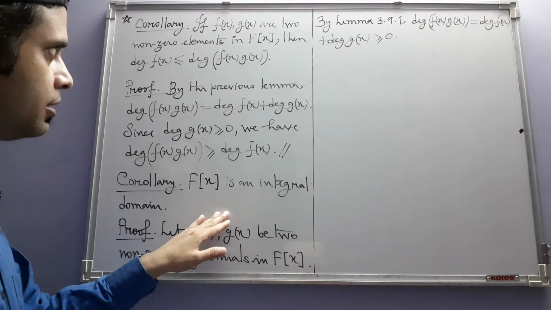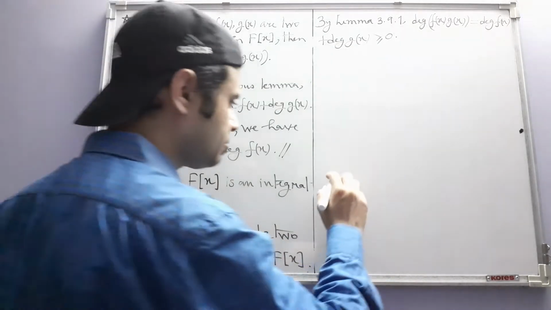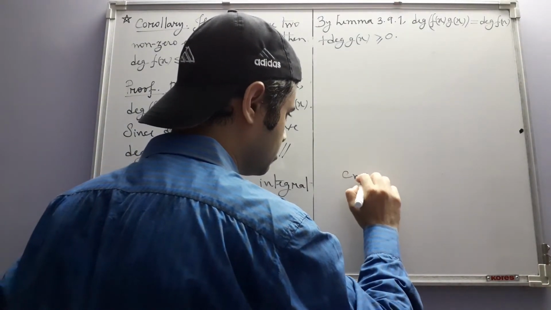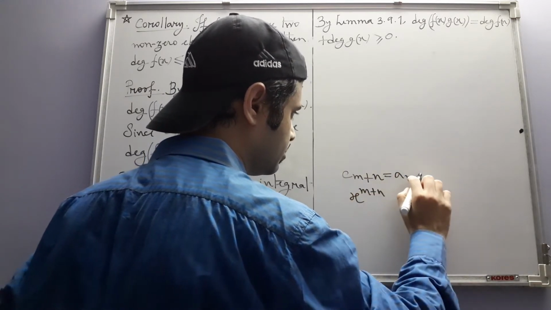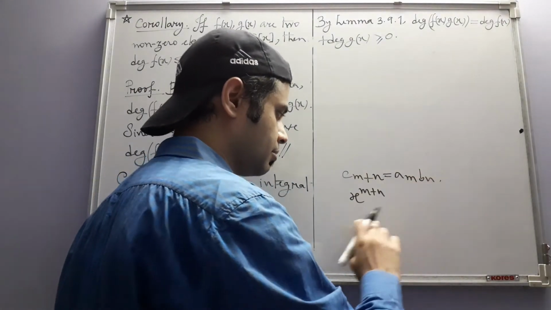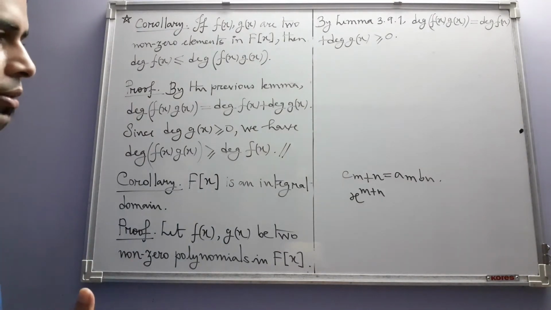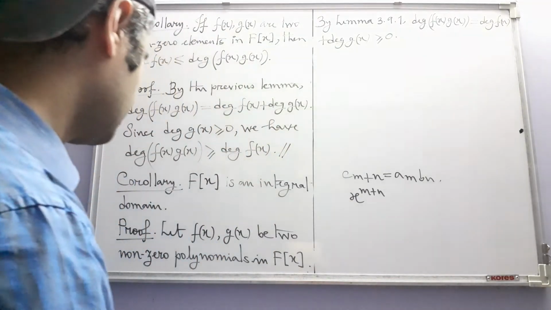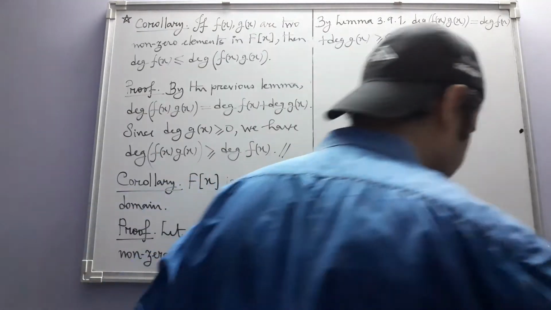The proof of this corollary is contained in the proof of that lemma, where namely we proved that the coefficient of x to the power m plus n turns out to be a_m b_n. So there itself you can see that the product f(x)g(x) has a non-zero coefficient. So that itself tells us that the polynomial is non-zero, and that's why there is no zero divisor. Or in fact, instead of writing this, we can proceed like this.